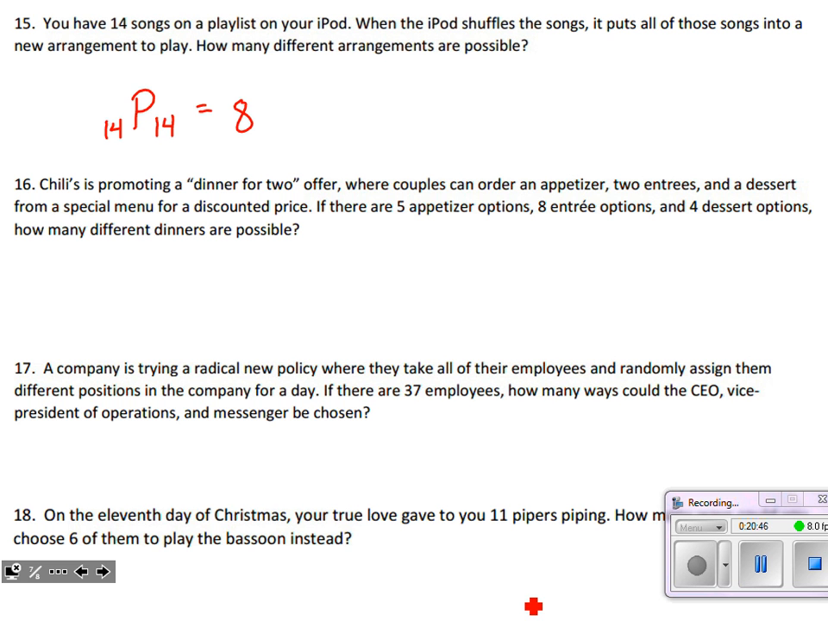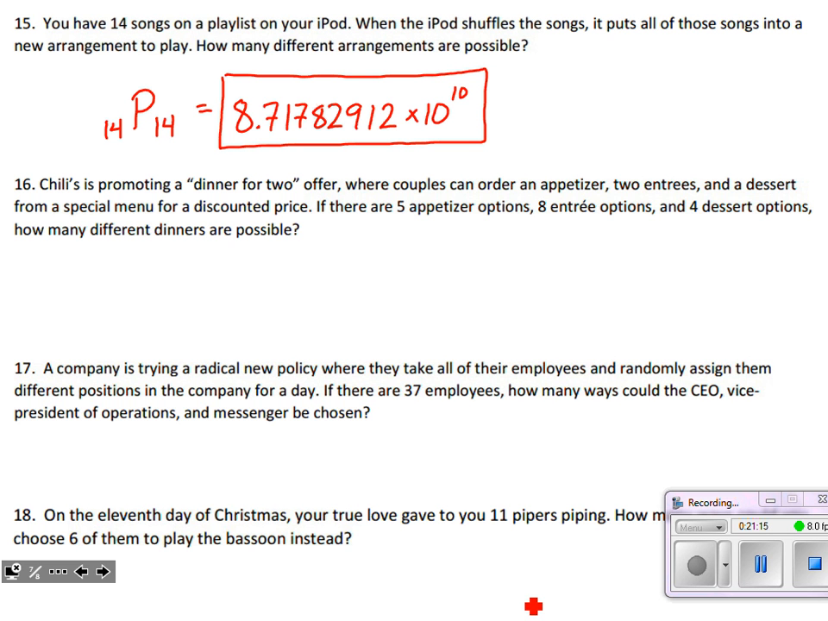Here's what my calculator output: 8.71782912, and then it says e to the 10th, but that means times 10 to the 10th power. Or if you have a calculator that displays more digits than that, it would write that as a full number. But realize scientific notation is okay when we're talking about these really, really huge numbers. And since I believe most people have calculators set the same way that I do here, I would expect that's the answer we would receive.